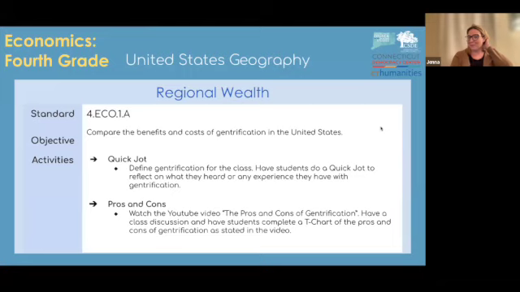So our first standard is truly about regional wealth. We are looking to compare the benefits and costs of gentrification within the United States. Some of our students might come to us having an understanding of what that word means, but others might not. So the first thing that we really want to do is always do a quick jot. You can define gentrification for the class and then have students do a quick jot to reflect on what they heard or any relative experience that they may have.